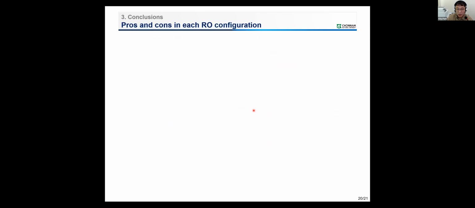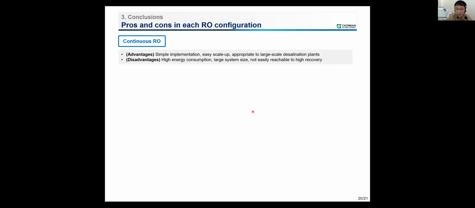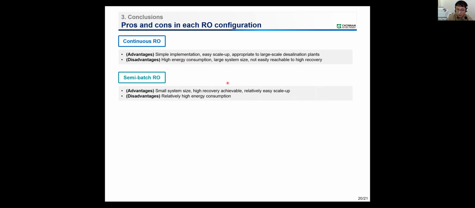So these are the conclusions, and the pros and cons of each RO configuration. Actually, the continuous RO system has simple implementation, and easy scale up, so definitely it is appropriate to a large scale desalination plant. However, the high energy consumption is a disadvantage of this continuous RO system. About the semi-batch RO system, the smallest size of the system and high recovery achievable are the main advantages of the semi-batch RO system. However, relatively high energy consumption should be considered when installing the semi-batch RO system.